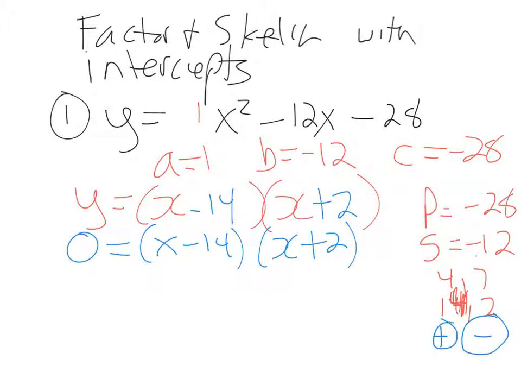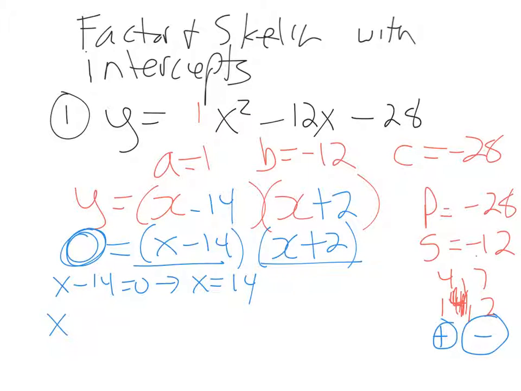And then if it's 0, for this side to be worth 0, one of these factors has to be 0. So either x minus 14 equals 0, which would give x equals 14, or x plus 2 equals 0, which would give us x equals negative 2. So now I can sketch it. Those are my x-intercepts now.